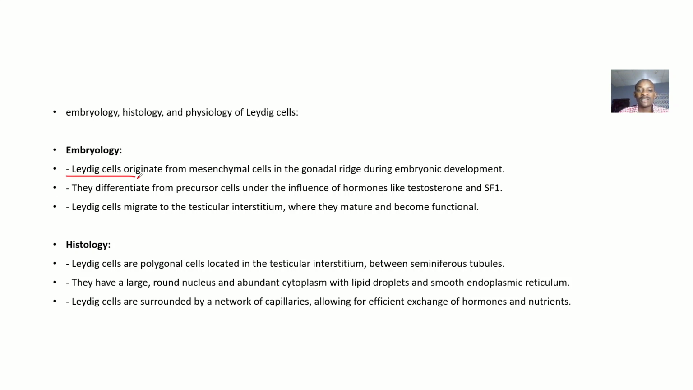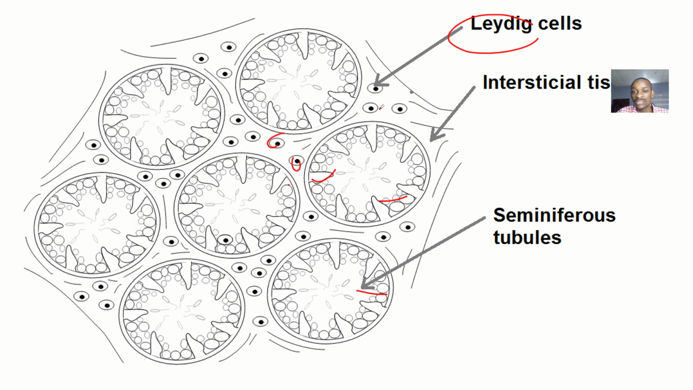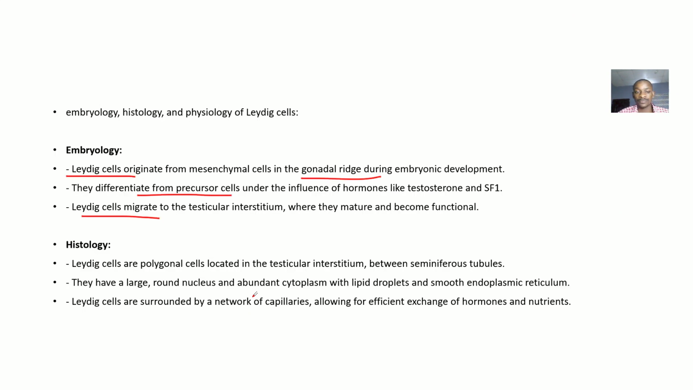For the embryology, that's how they come about. The Leydig cells originate from the mesenchymal cells in the gonadal ridge during embryonic development. They differentiate from precursor cells under the influence of hormones like testosterone. Leydig cells migrate to the testicular interstitial, the empty space in between here, where they mature and become functional.